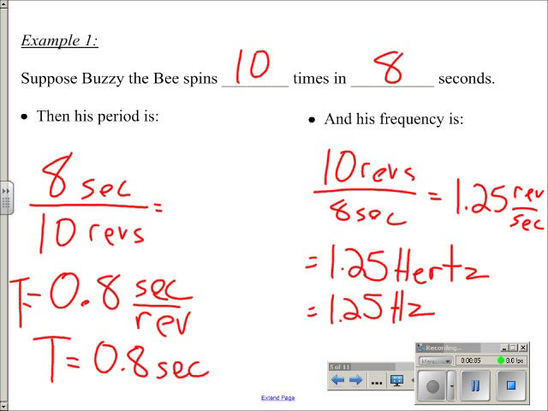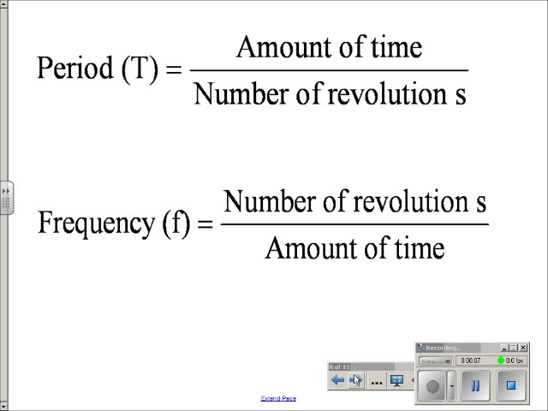So something that you should notice is that to calculate the period, we took the amount of time that passed and divided it by the number of revolutions, right? We took 8 seconds and divided it by 10 revolutions. And to find the frequency, we flipped it over, right? We did 10 revolutions over 8 seconds. Please don't give fractions as your answers. You need to give me a decimal.